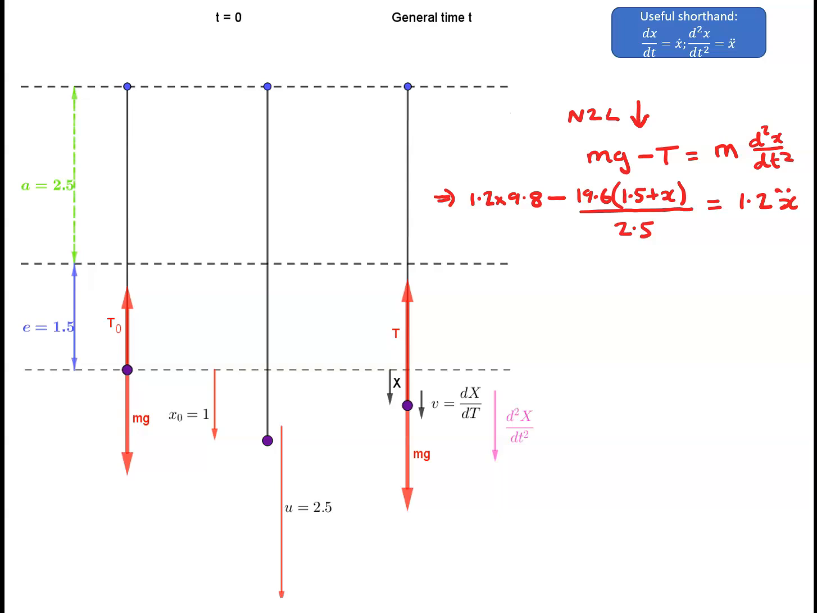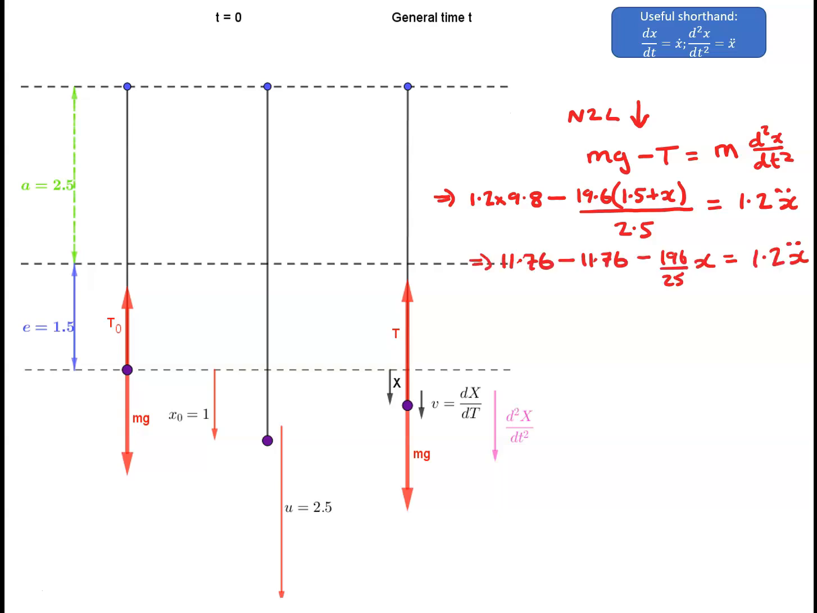Take away the tension. Okay, now using Hooke's law, the tension in this general position is lambda, that's 19.6, times by the extension of the string in this general position. Now in this general position, the extension of the string is the 1.5 meters down to the equilibrium level plus x. So we've got 19.6 times 1.5 plus x divided by the natural length, which is 2.5. So the resultant force is 1.2 times 9.8, take away 19.6 times 1.5 plus x divided by 2.5. That has to equal the mass times the acceleration, which is 1.2 times x double dot.